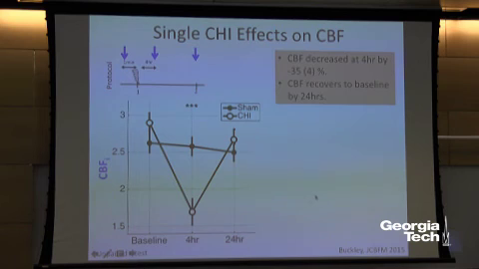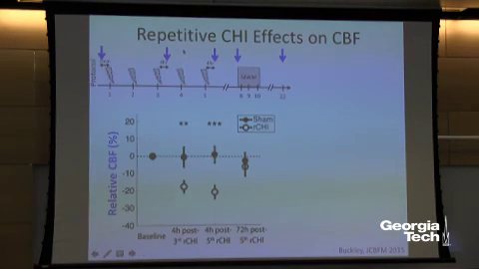What we saw was that a single closed head injury resulted in transient decreases in cerebral blood flow of about 30% that resolved within 24 hours. And similarly, this repetitive model also caused decreases in cerebral blood flow. I changed what I was plotting here, so now this is relative change in blood flow from baseline levels. This dotted gray line would be if there's no change, just like the sham see because they're not being injured.